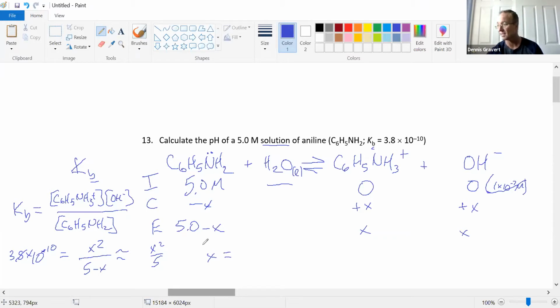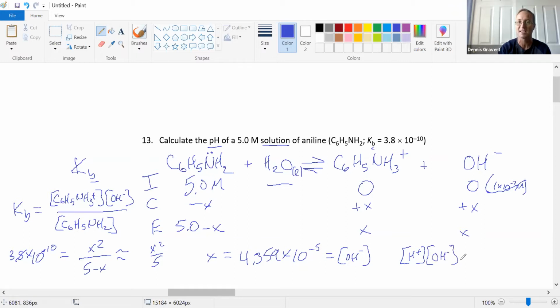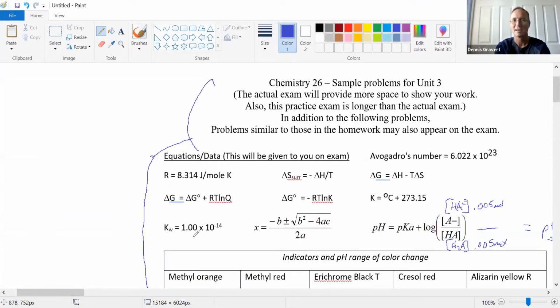X for number 13 is equal to, well, I got 4.359 times 10 to the minus 5. And what do I want? I want the pH. Well, this is the concentration of this molecule and hydroxide. Ooh. There's a hydroxide ion concentration, and we know the H plus ion concentration times hydroxide is always equal to Kw. If you don't know it's 1 times 10 to the minus 14, you can go look it up at the top of the exam. It's right here. The Kw is 1 times 10 to the minus 14.